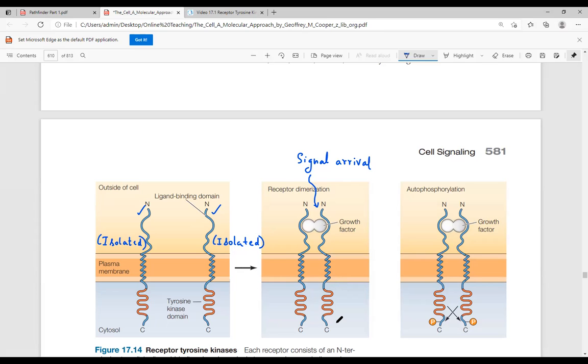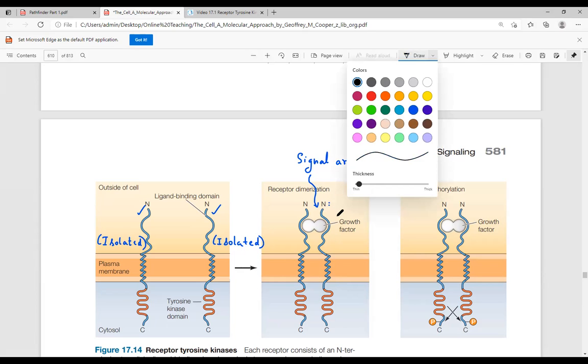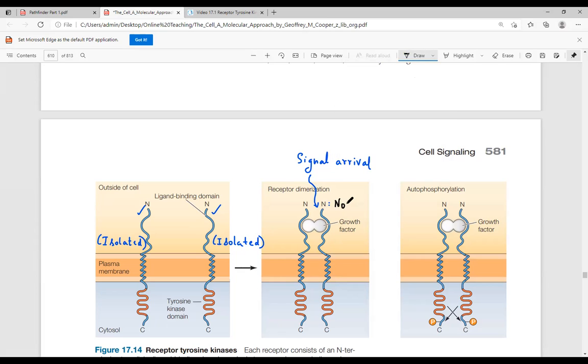Now these receptor molecules have the N-terminal, which refers to the non-cytosolic domain. Another one is referred to as the C terminal, which is commonly referred to as the cytosolic domain. This is the cytosolic domain which is present. Any doubt? So this is the cytosolic domain and this is the non-cytosolic domain.